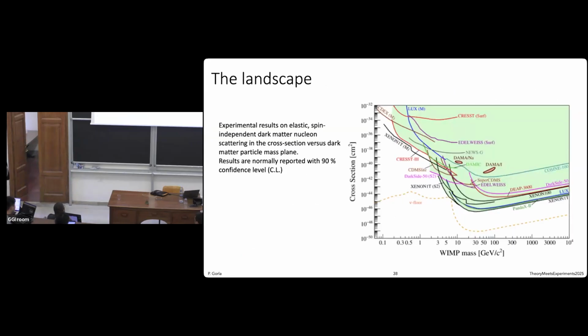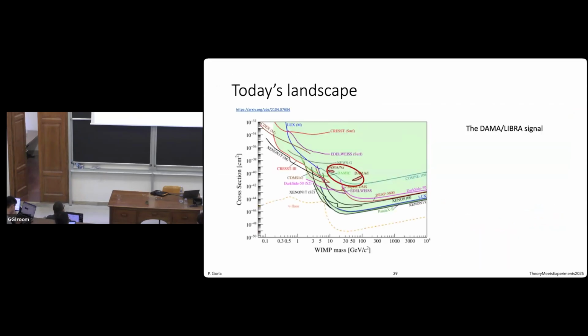But nowadays, this is a summary, maybe not super up to date, but roughly you have the xenon experiments here. You have the argon experiments trying to reach the same sensitivity. And as you may see, you have the cryogenic crystal detectors, which moved to be the leaders in the light dark matter particle range.